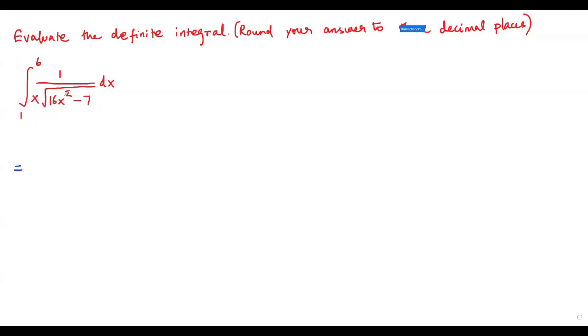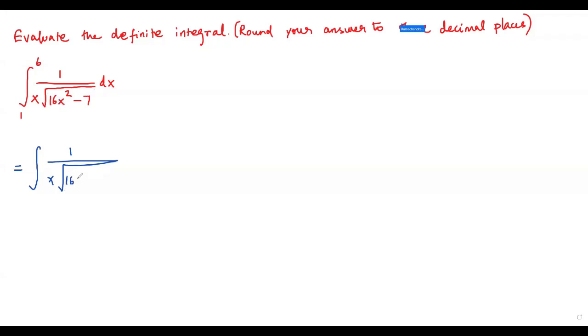I'm going to find the result of the indefinite integral. Once I get the result of the indefinite integral, I will apply the limits, the lower limit 1 and upper limit 6. Now let me start with the indefinite integral, that is 1 over x times square root of. My first step is to factor the coefficient of x square, that is 16, from the expression we have inside the square root.